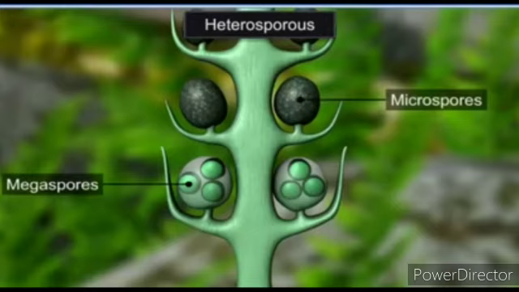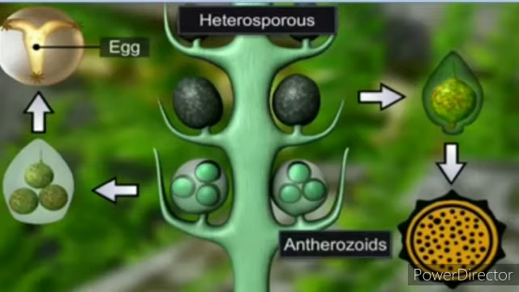Genera like Selaginella and Salvinia produce two types of spores, macro, meaning large, and micro, meaning small, and are known as heterosporous. Selaginella and Salvinia produce two types of spores, macro and microspores. This is called heterosporous. The megaspores and microspores germinate and give rise to female and male gametophytes respectively.